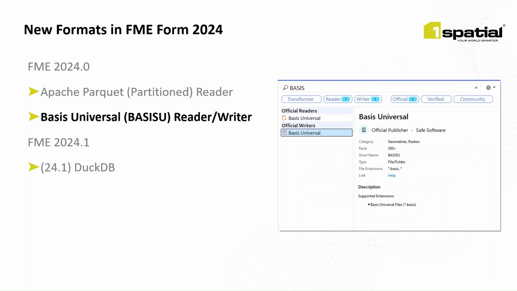We also have an entirely new reader and writer for the Basis Universal format, and this is a super compressed raster format optimized for GPU processing and is entirely new to FME in 2024. Basis is tailored for professionals managing 3D datasets in geospatial gaming, virtual reality, and urban planning environments.